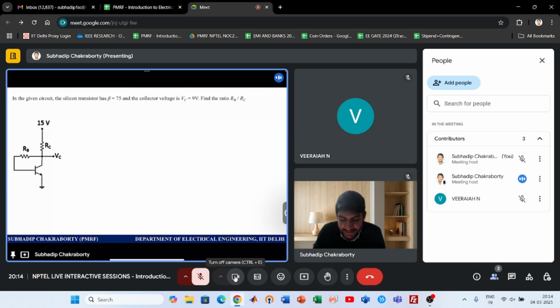So beta you already know, right? It is the current gain. And this is IB, this is NPN, and this is IE. So beta is what? Output current by input current. Now you try. Beta is given as 75. VC is given to be 9 volts. Then find RB by RC. It is asked. Try.